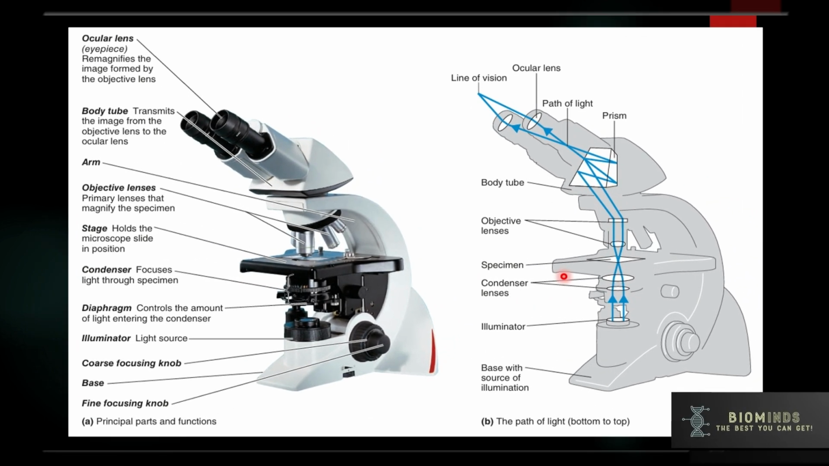Here is the image. You can see how the light passes. From the illuminator, the light ray passes to the condenser. Here you can see the condenser lenses, which direct the light toward one point at the specimen. Next is the objective lens, from where you get the magnification. And next you have the ocular lens. So these are the basic parts.